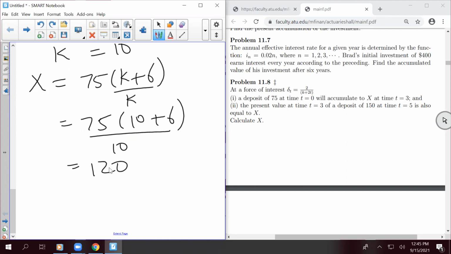What did we just find? We found x. What is x? X is what this 75 at time 0 will accumulate to at time 3. The future value of your current 75.